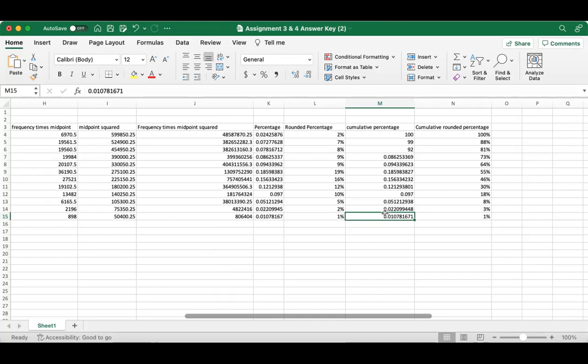Oh, of course, it doesn't work for the spreadsheet. Of course it doesn't. Just take like five. It's fine.